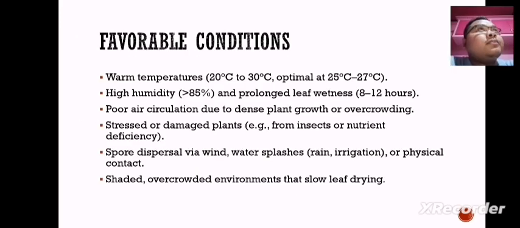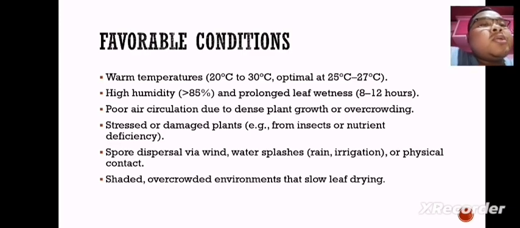So ano ba ang mga favorable conditions para ma-develop itong Alternaria na ito? Alternaria fungal leaf spot. So warm temperatures, okay? Mga mainit na temperatura, 20 degrees centigrade hanggang 30 degrees centigrade. Ang pinaka-optimal is 25 degrees Celsius hanggang 27 degrees Celsius. High humidity, greater than 85%, and prolonged leaf wetness, pagkabasa ng leaf na masyadong matagal, 8 to 12 hours.